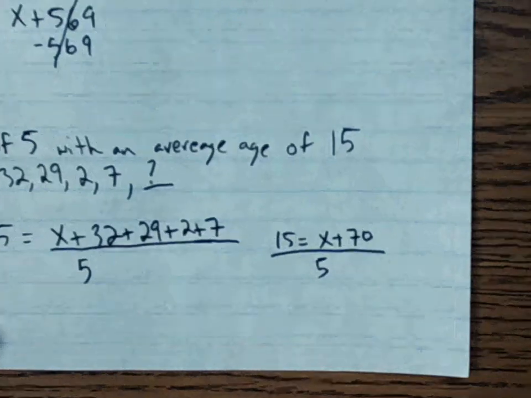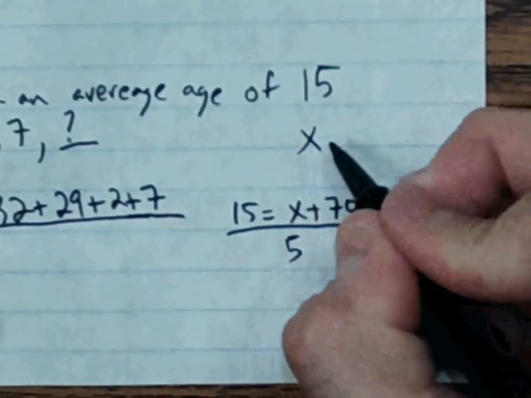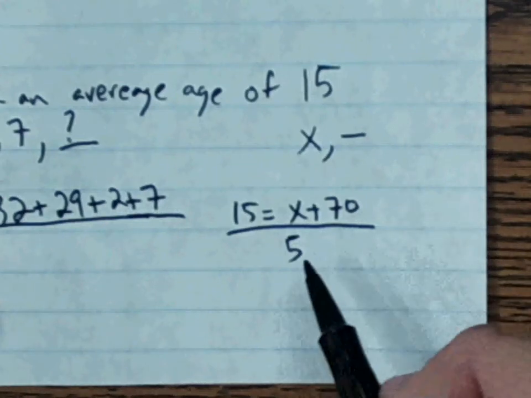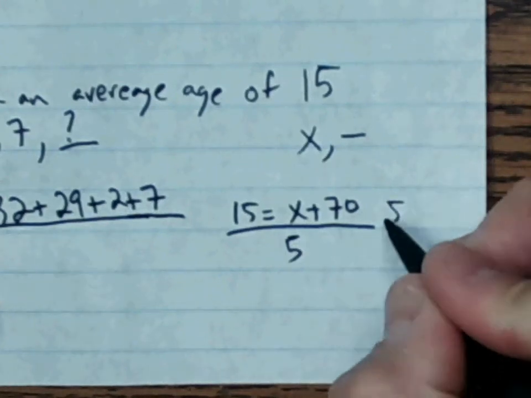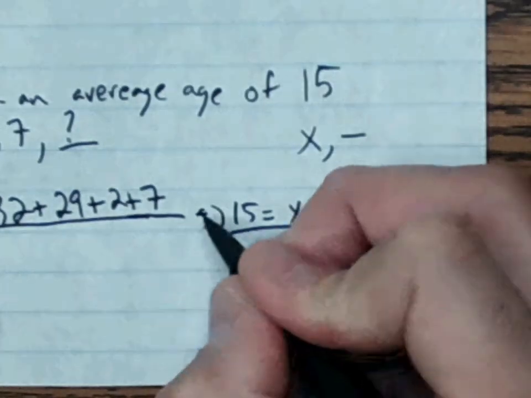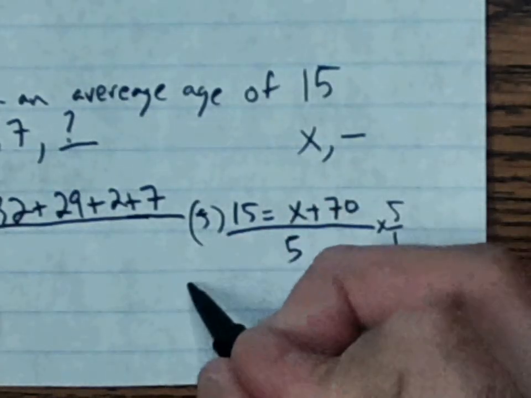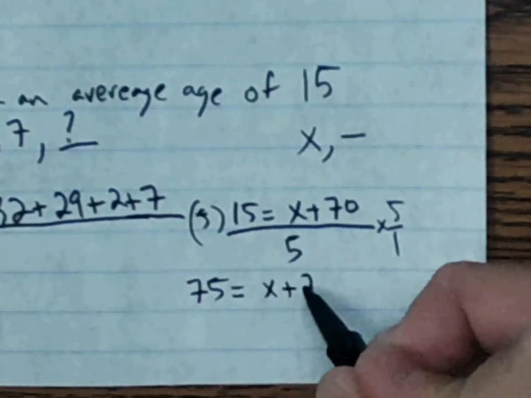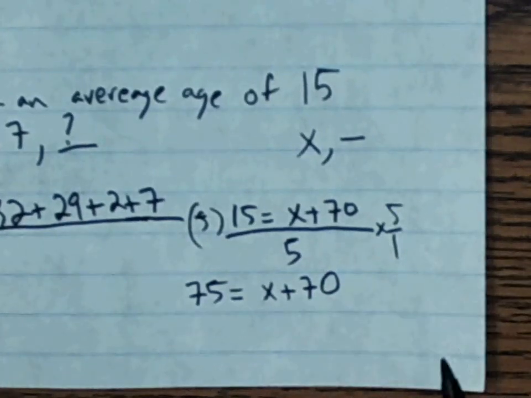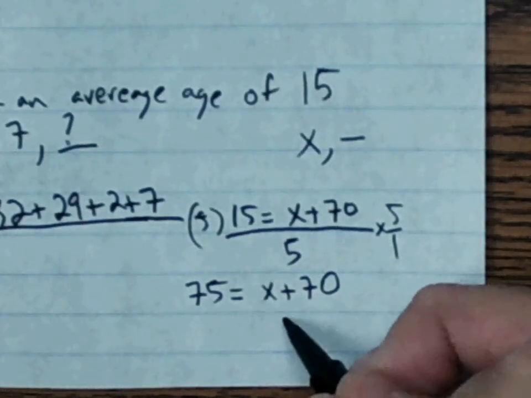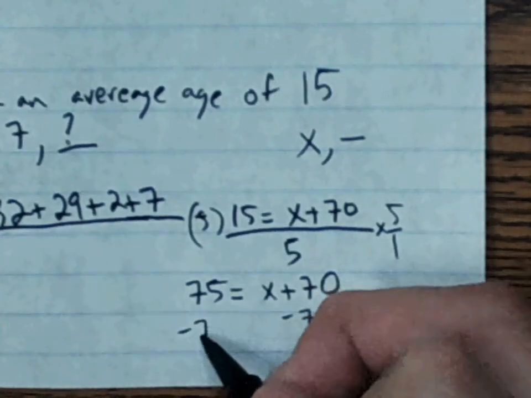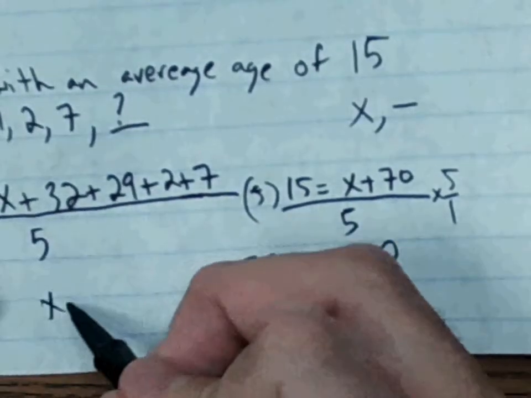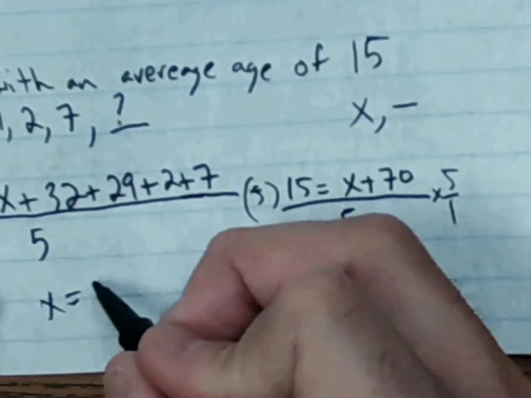All right, well again, two steps: multiply and subtract. I'm going to multiply by the number that's doing the dividing. So that's going to be 5. I'm going to multiply each side by 5. Okay, and that gets me 75. Then I have x plus 70. Well, now it's time to subtract. The only number that's doing any adding is 70, so I'm going to subtract 70 from each side. Whatever you do to one side, you do to the other. So in the end, x is going to equal 75 minus 70. x is going to equal 5.